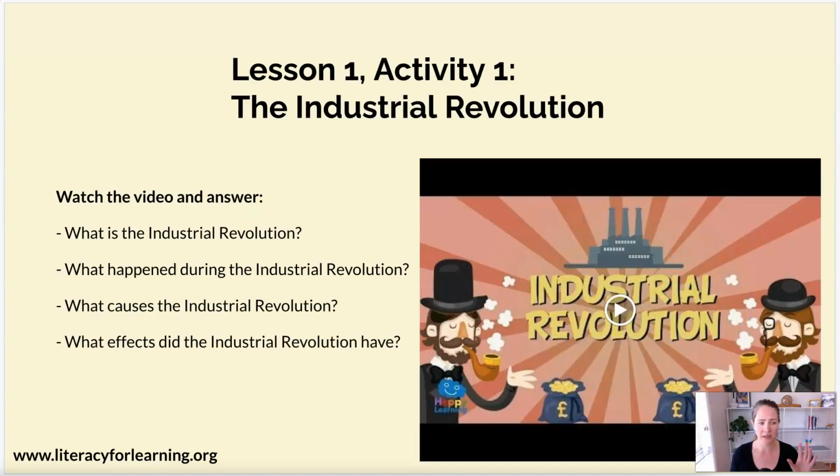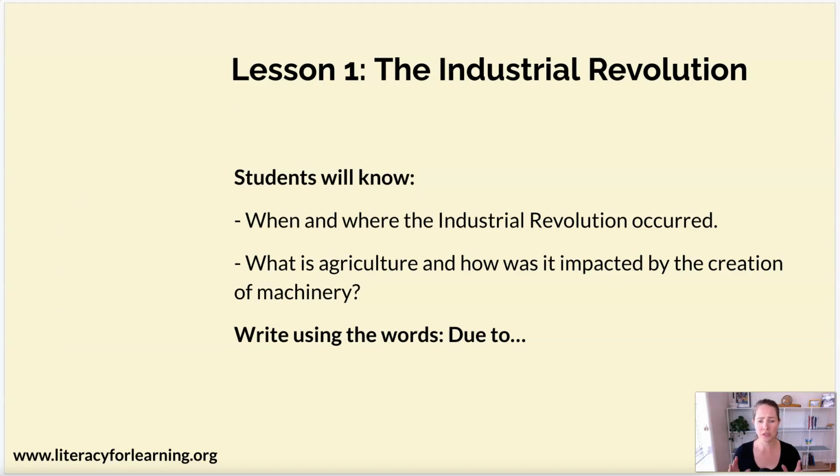So let's go back to that history lesson on the Industrial Revolution, and we remember in the first 5 minutes, students were engaging in this activity, watching the video and answering lots of questions about the Industrial Revolution. Instead, we might change lesson 1 to just have as our learning goals that the students will know when and where the Industrial Revolution occurred, what is agriculture and how was it impacted by the creation of machinery. And we might ask students and check their knowledge at the end by asking them to complete the sentence "due to". Thereby they're also learning about sentence structures and practicing their writing at the same time.